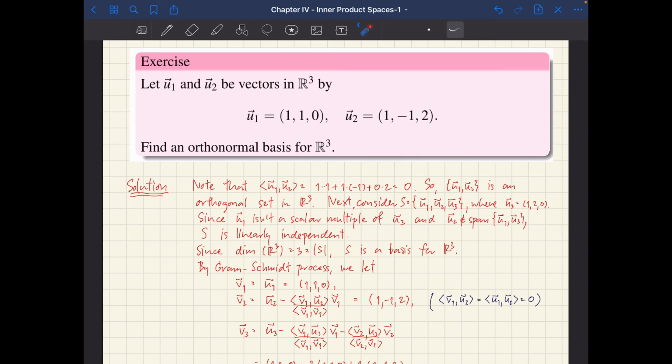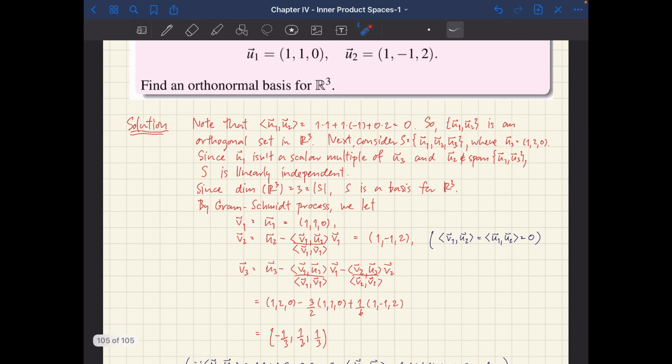Because if the set S is linearly independent, then we can conclude that the set S is a basis for R3. If we choose u3 to be (1, 2, 0), it's easy to see that u1 is not a scalar multiple of u3, and u2 cannot be written as a linear combination of u1 and u3, right? So the set S is linearly independent, and we obtain that S is a basis for R3.